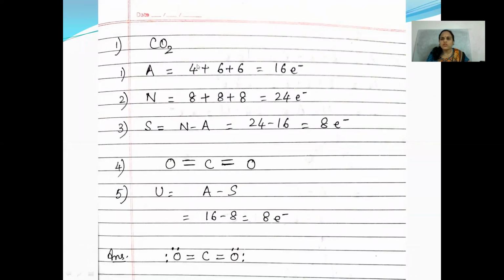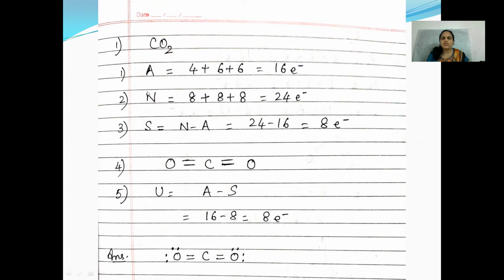Now, to draw the Lewis dot structure for carbon dioxide, calculate the value of A. You need to calculate the valence electrons of each element that is present. That is 4 plus 6 plus 6. 4 is the valence electron of carbon and 6 is the valence electron of oxygen. Since 2 atoms of oxygen are present, 6 times 2 is 12, plus 4, 16 electrons. So we get the value of capital A equals 16.